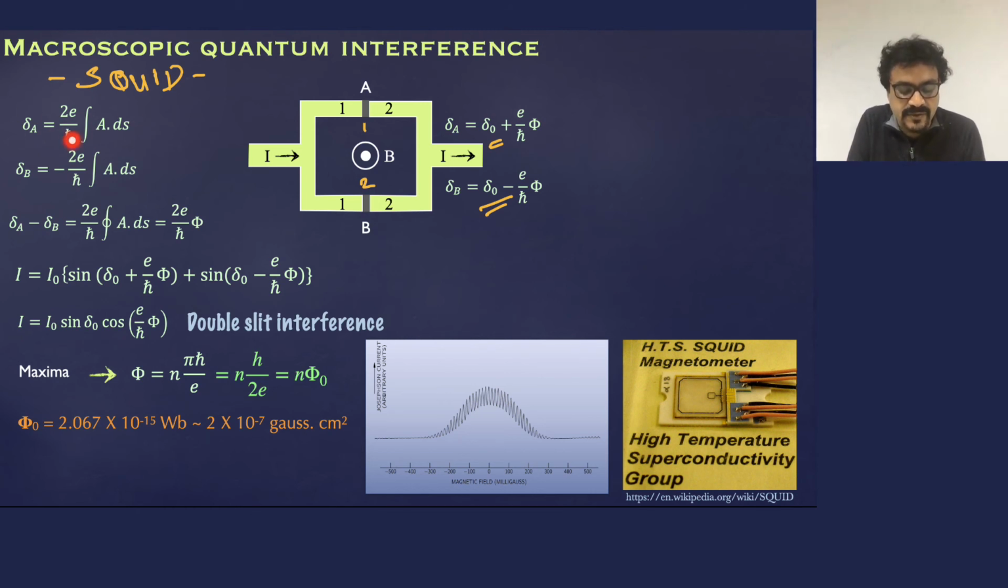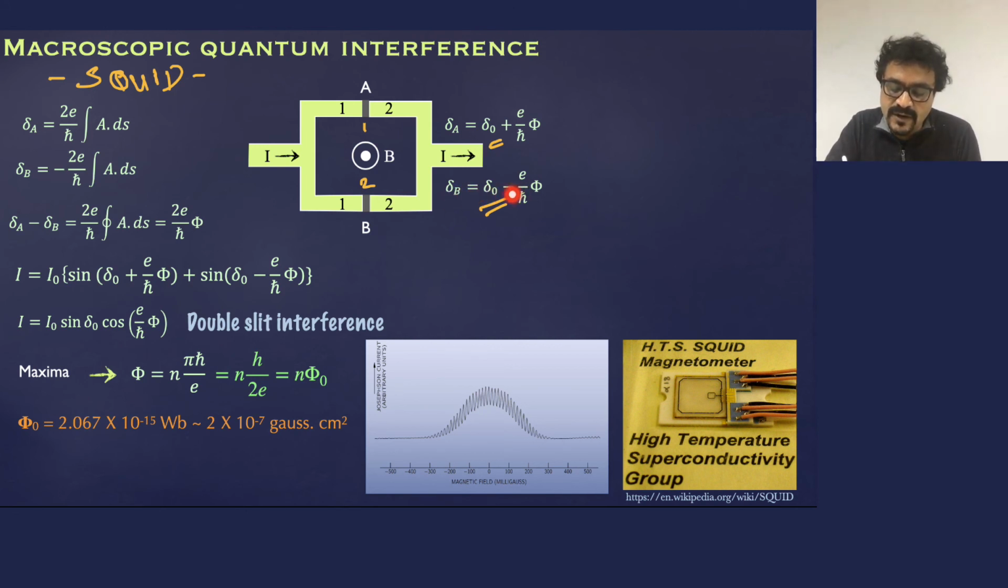It is of this form, 2e by h bar, A dot ds, for the full travel around the ring. A dot ds gives phi, the flux enclosed in this ring. But now the charge carriers take only half the path, so the phase accumulated will be e by h bar into phi, where 2e by h bar into phi is the actual A dot ds integral. So e by h bar into phi, where phi is the magnetic flux.